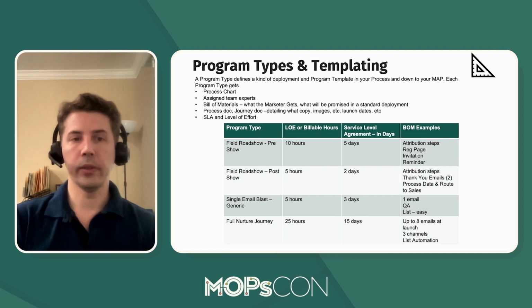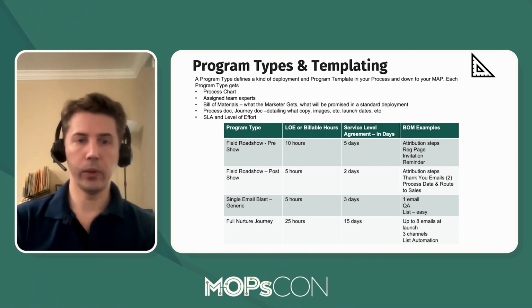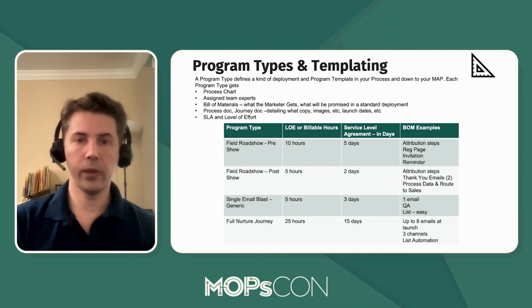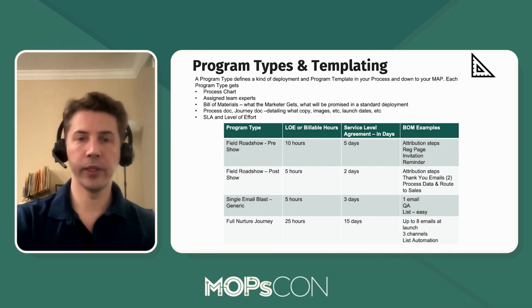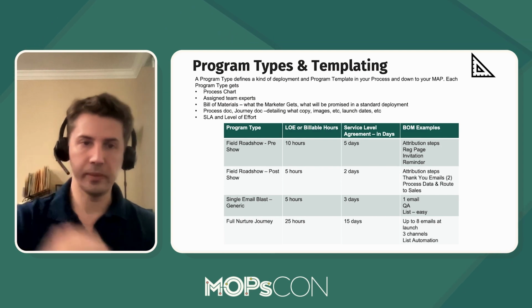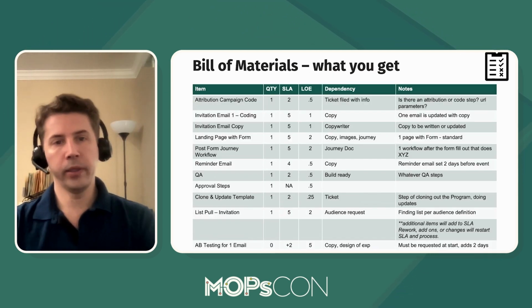The key part to remember is these are standards that you agree on with your stakeholders about what you get in a package. When someone requests, say, a roadshow pre-show, you can have it faster or have more or less work. It doesn't really matter. It depends on what your situation is. But if you can't template this in the system, find another system. So this is what a bill of materials might look like.